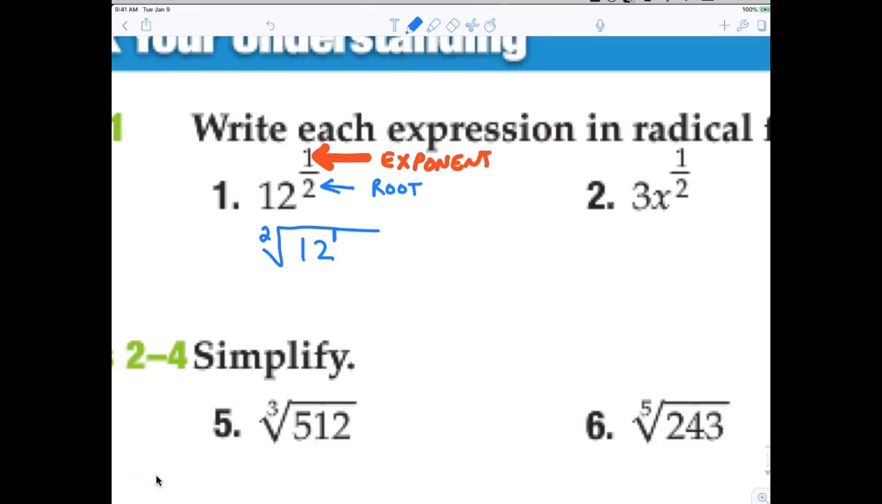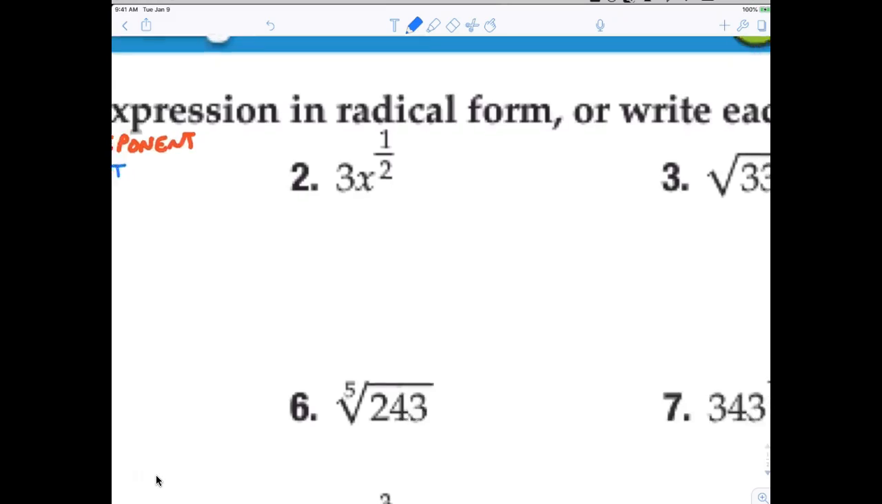Now, I'm not asking you to use your calculator right now, because right now I'm just simply showing you how to translate from one form to an equivalent form. Right now, we're going from an exponential form to a radical form. All right, so if I look at question number 2.